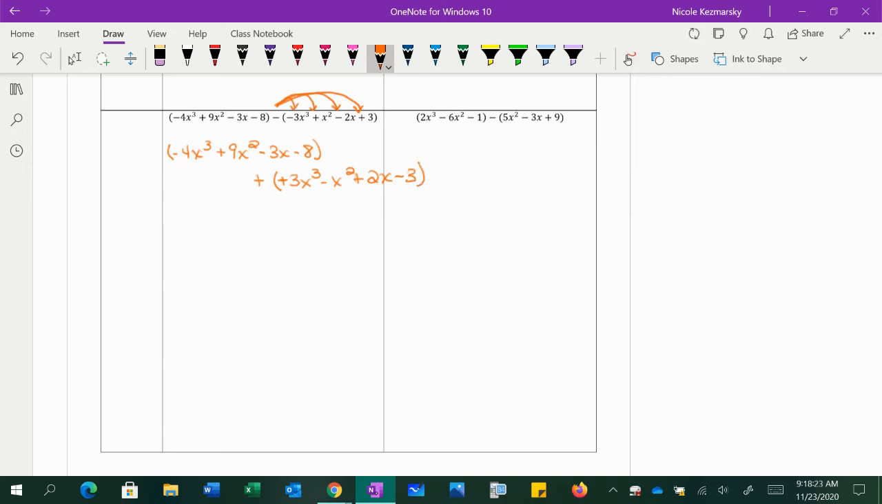And we can stack them. So negative 4x cubed plus 9x squared minus 3x minus 8. As we stack them, make sure you're stacking like terms on like terms. So 3x cubed minus x squared plus 2x minus 3. And we'll add them up and get negative x cubed plus 8x squared minus x minus 11.